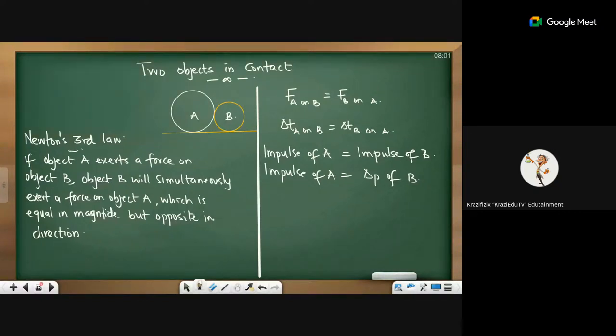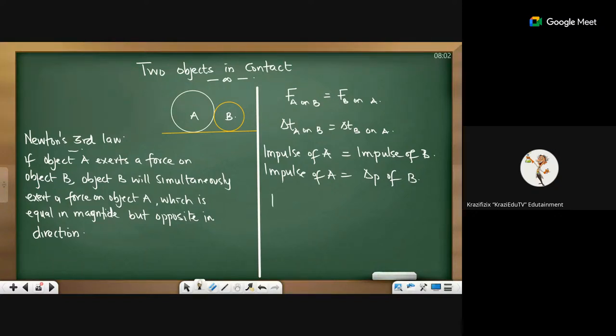Let's connect. Impulse of A and impulse of B are the same, F net times delta T. Guys, please, I want us to get somewhere quickly. Impulse of A and impulse of B are the same, but impulse is equal in magnitude to change in momentum. So I change the language.